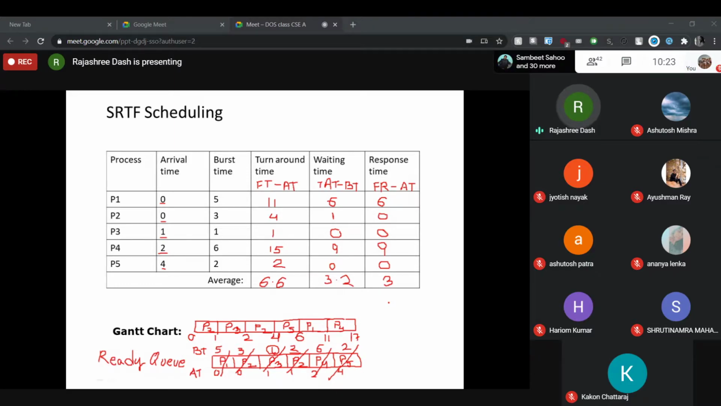Up to this point, I have given you 2 notes. Remember those 2 points. First, in case of non-preemptive CPU scheduling, the waiting time and response time of all the processes are always the same. Second, if the arrival time of all the processes is the same, then non-preemptive SJF and preemptive SJF work in the same way. I hope now all of you are clear about SRTF scheduling, or preemptive SJF scheduling.